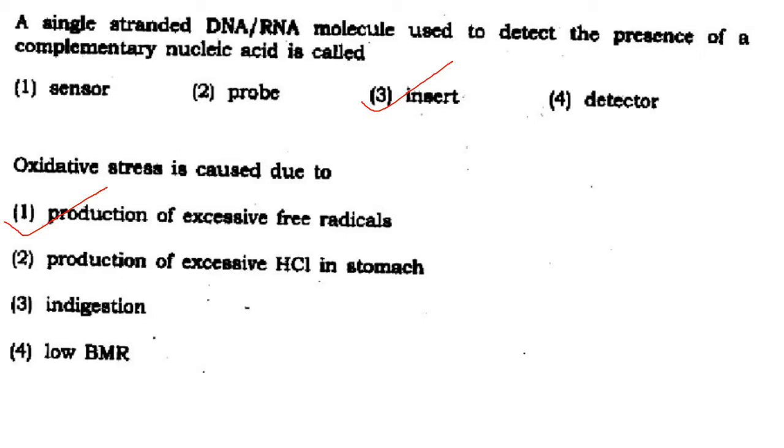Next one. Oxidative stress is caused due to production of excessive free radicals, production of excessive HCl in stomach, indigestion, low BMR. Answer is production of excessive free radicals.